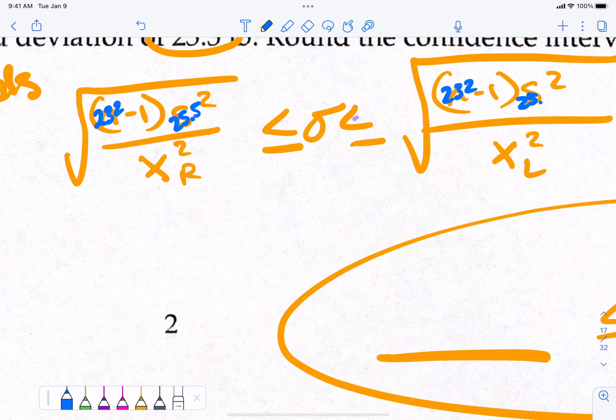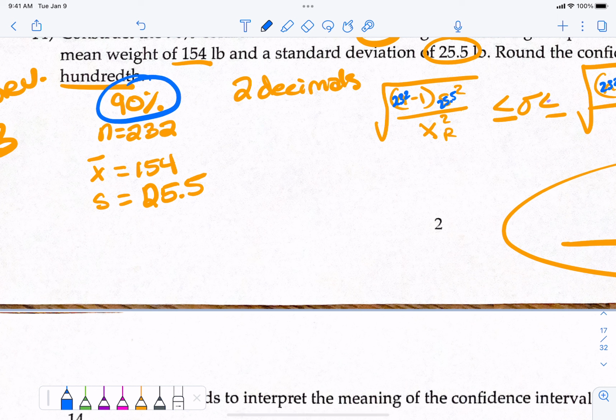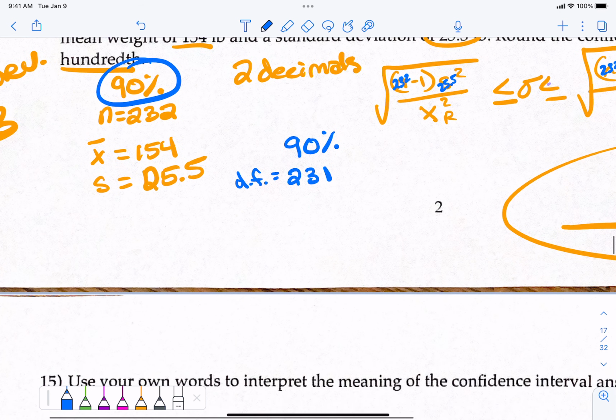Now, this is a problem that we encounter. If you go on your chart to find the chi-squareds for 90%, my degrees of freedom should be 231. But you don't have a 231 on your chart. You have a 100. So just use 100, because everything above that is going to be so close together that it doesn't matter. So chi-squared left and chi-squared right is going to be something.